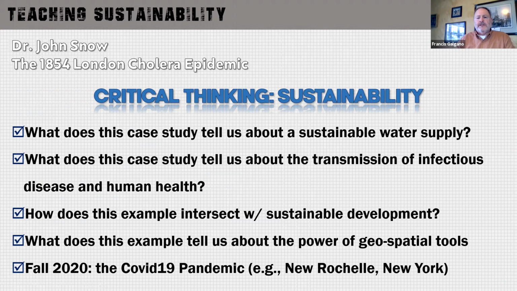What does this case study tell us about sustainable water supply? What does this tell us about sustainable development? What does it tell us about the power of geospatial tools? It is kind of a fun discussion to have with them. And it's pretty simple. It's pretty straightforward. It reinforces the key points of the lesson, and it enables me to bring out an issue of sustainability. And it is widely considered to be the first GIS.